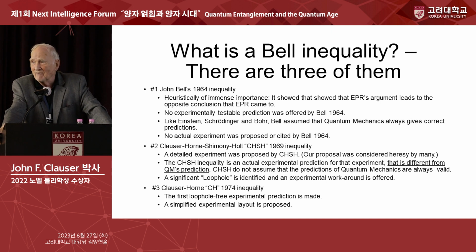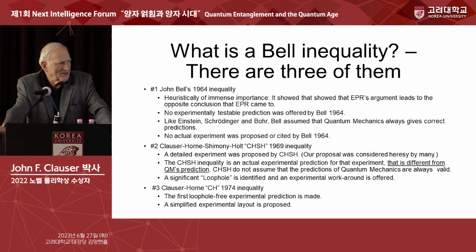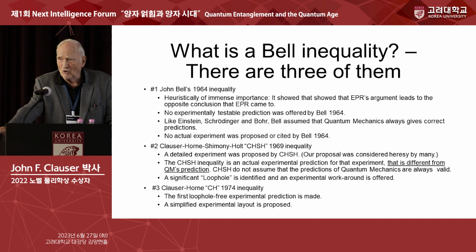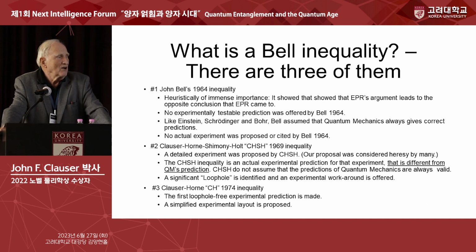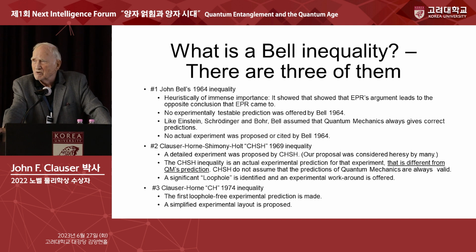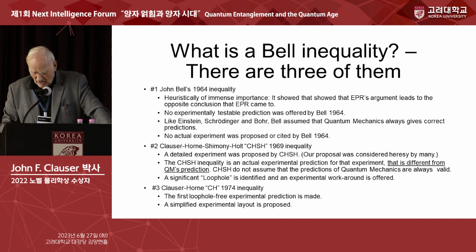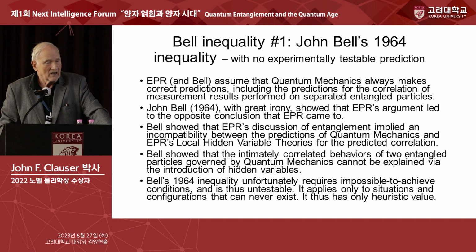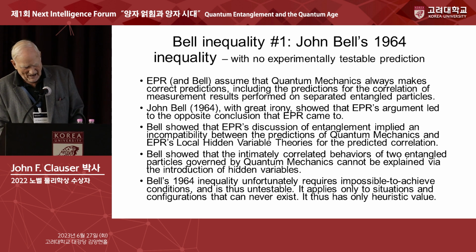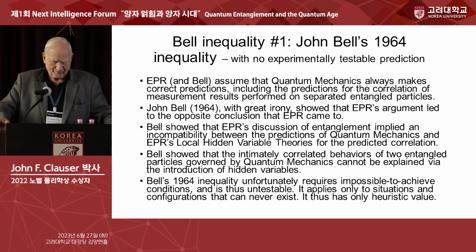We did not, obviously, assume a priori that quantum mechanics always gave the correct predictions. We also looked at some of the important loopholes. I will discuss this further. So then in 1974, Mike Horn and I were looking further into what all of this really meant, and found that this went way beyond just Einstein, Podolsky, Rosen's hidden variables. And we proposed a new experiment and a new inequality. Okay, let's go back and look at each of these.